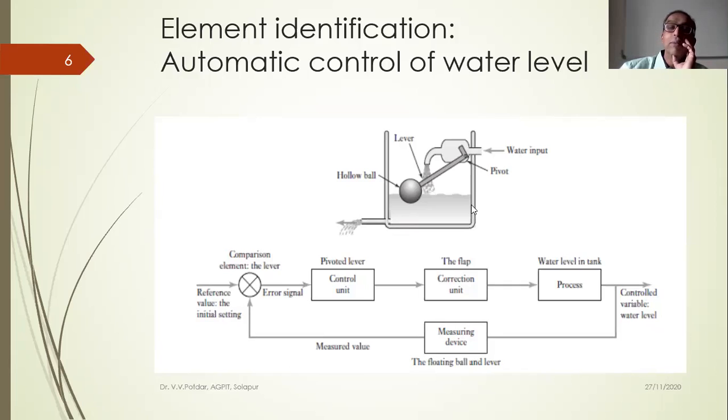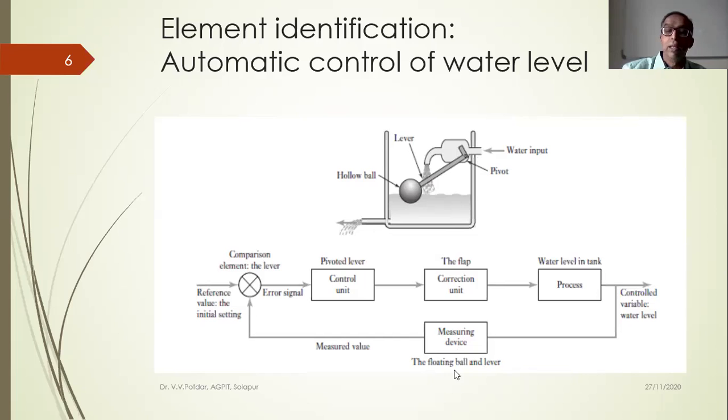Okay, so what is my measuring device? The floating ball and lever. The floating ball and the lever are my measuring device. Though we are not actually measuring, it is doing that feedback work. It need not necessarily be a numerical value. It can generate a signal which will help me in controlling the flow into the tank. So that is my measuring device or a feedback device.